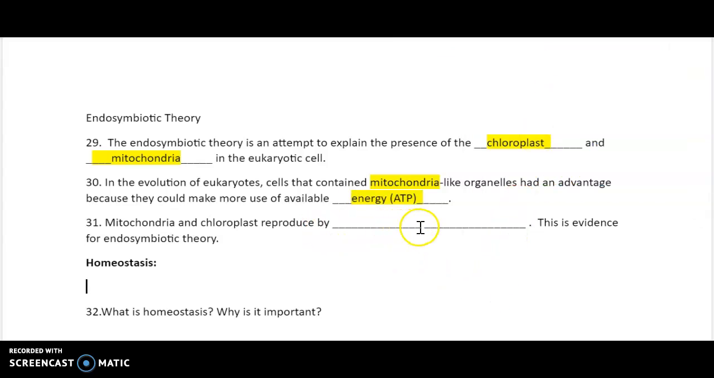Mitochondria and chloroplasts reproduce like bacteria, which is binary fission. They just kind of split and make identical copies. Binary fission. Same way that prokaryotes reproduce.